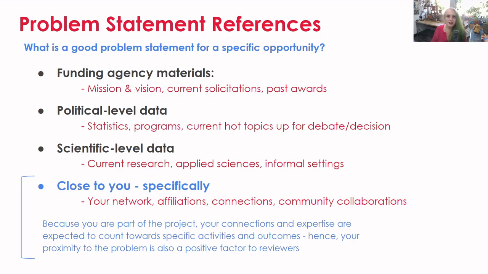And then finally, what is close to you specifically? Your network, your affiliations, your connections, your community that you collaborate with. What is really close to you that can really add strength to your project? And because you are part of the project, your connections and expertise are expected to count towards specific activities and outcomes. Hence, the proximity of the problem to you is a positive factor to reviewers. So problems that are really close to your expertise are good problems for you to write about, propose a grant about, and be involved with.